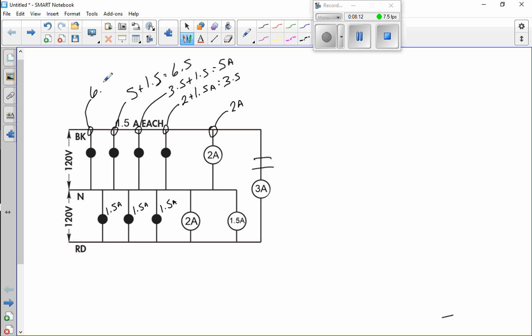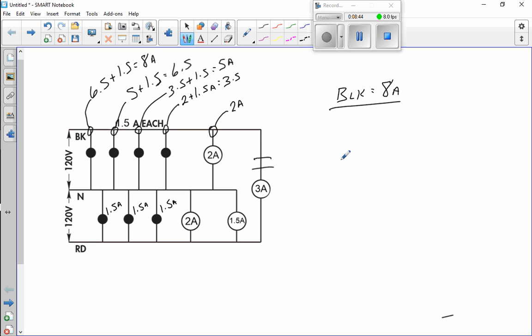6.5 plus 1.5 is going to be 8. So our black conductor is going to have 8 amps on it. And another super easy way to do that would be to simply take the current we had last time, the 11 amps, and subtract off the 3 amp load as well. So that is your value for that black wire.